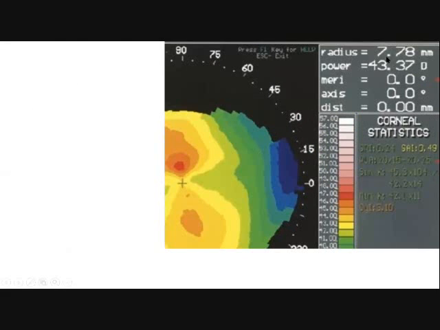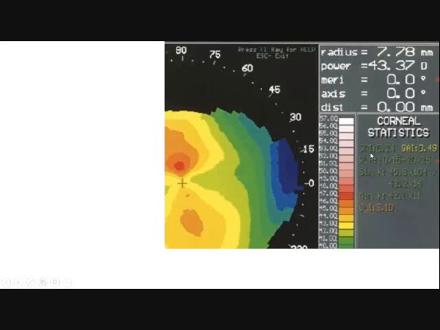Now, the radius, power, meridian, axis, distance. By default, the cursor is in the center, so it gives you the power of the center. Later on, you can move the cursor, and this cursor box will give you the details of the point where the cursor is. And the second is statistics.